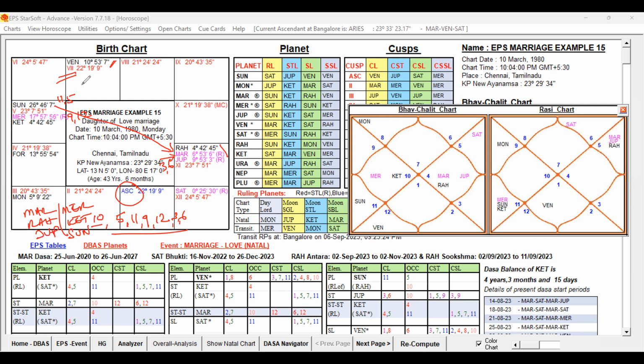And Venus is also posted in the sign of Aries, but in the 6th house, in the sign of Mars only. That Venus, the Lagna lord and 8th lord, is posted in the 6th house. That is also influencing Mars indirectly because Venus is in the sign of Mars. So now the 7th lord is connected to 5, 11, 9, 12, 3, 6.